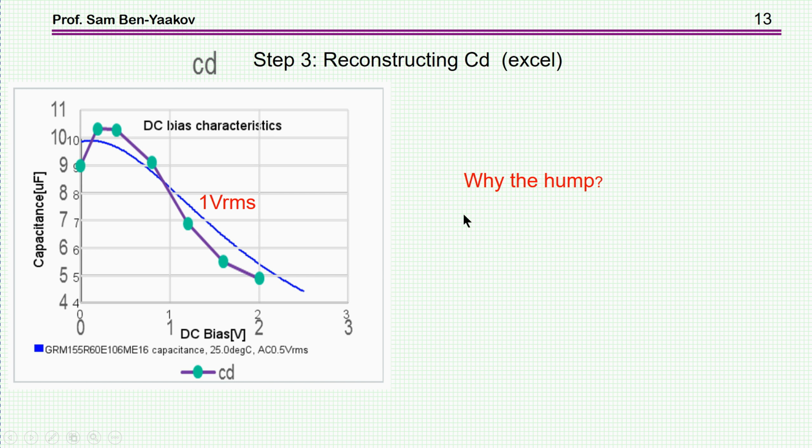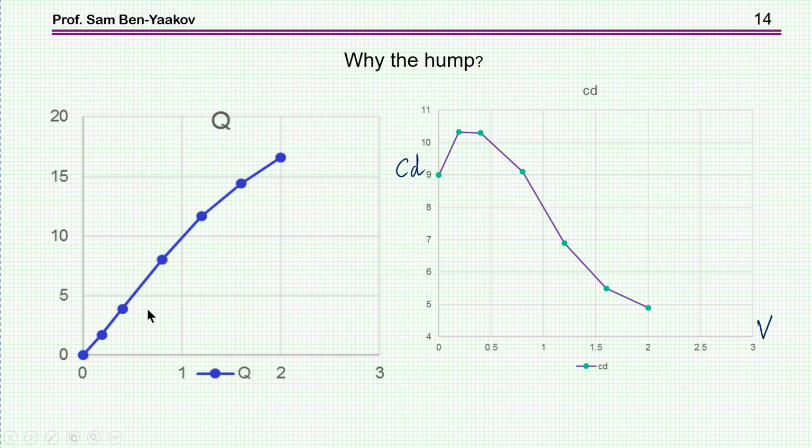So the question is, why do we have this hump? Is it real? Is it just an artifact? Well, it turns out it's real. And let's see what's the reason for it. If you look carefully at this curve, you see that the slope here is different from the slope here. In fact, this one is a lower slope, that is a smaller capacitance, and this one is a higher capacitance. That is, the slope here corresponds to this point, the slope here corresponds to this point. And then it becomes a smaller capacitance because these slopes are lower.